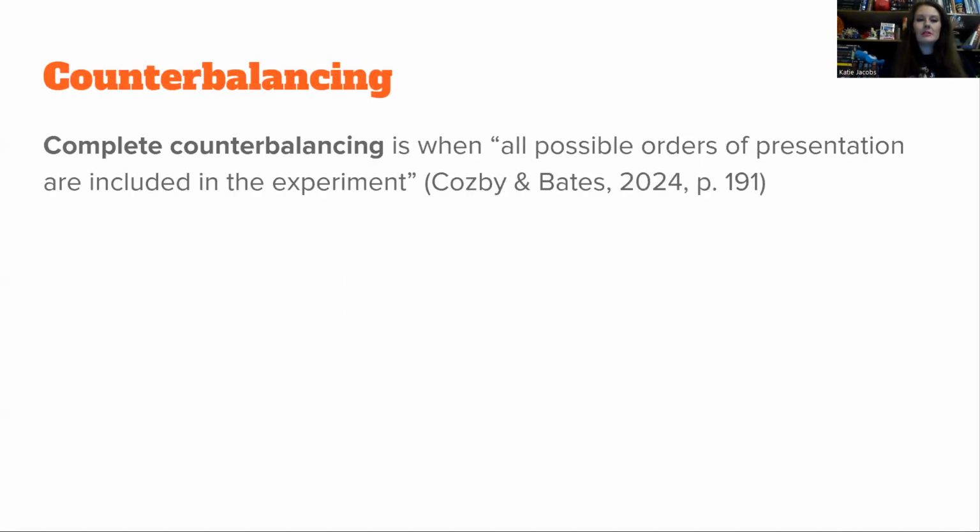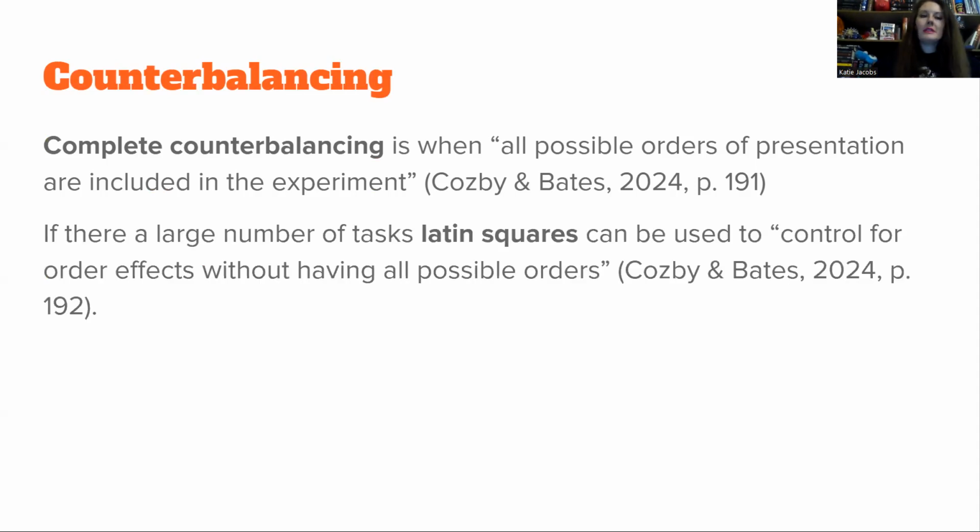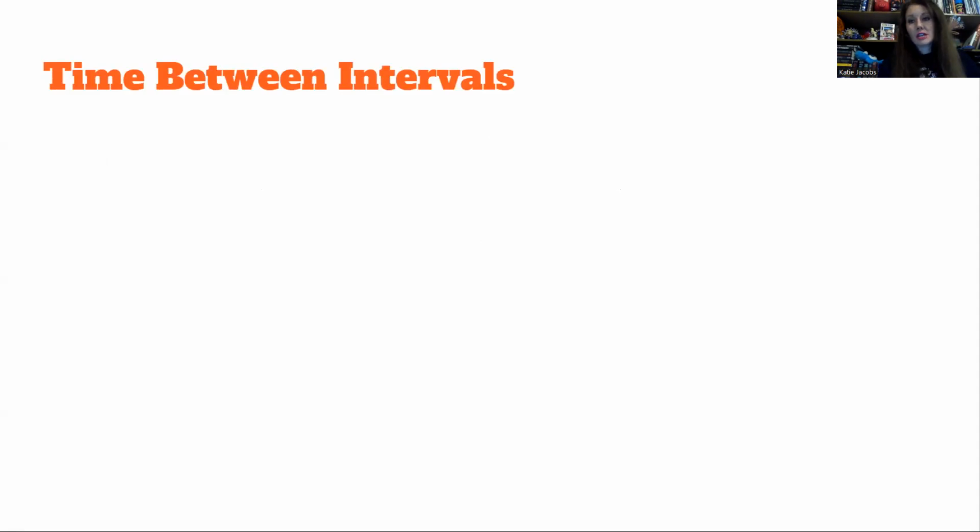And so one way that we can deal with this is called counterbalancing. Complete counterbalancing is when all possible orders of presentation are included in the experiment. So if we were testing people on a math test and then a science test, half the participants could get the math test first and then the science test, and half the participants would get the science test first and then the math test. If you just have 2 tasks, it might not be too hard, but if you have a ton of them, that can be really problematic. And you can use something called the Latin square to control for order effects without having to have all possible orders.